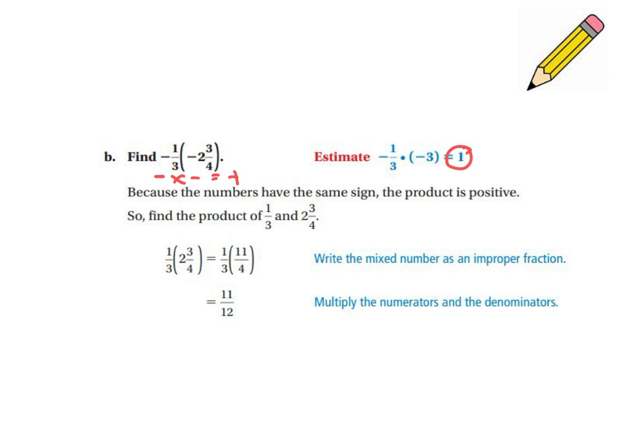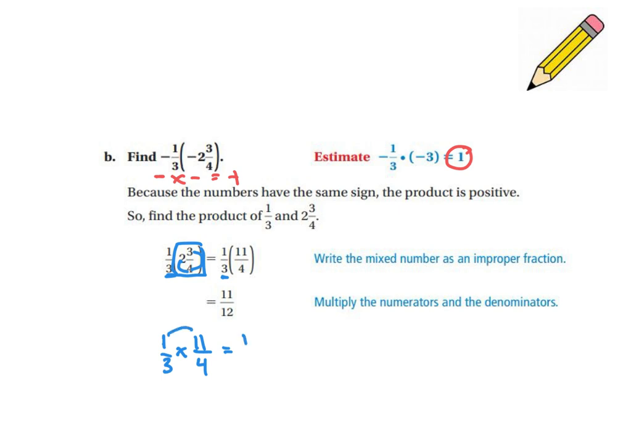So just like before, we want to write the mixed number as an improper fraction. So 1/3, we're good with that. But 2 3/4, let's turn that into a mixed number, or sorry, an improper fraction. So 2 times 4 is 8, plus 3 more is 11. So we actually get 11/4 there. And so now we're going to take 1/3 times 11/4, and we just multiply straight across.